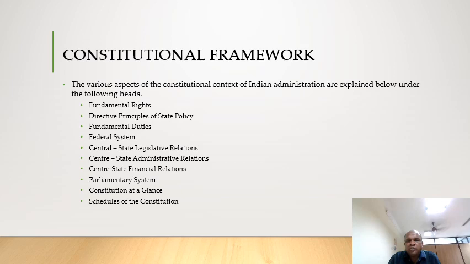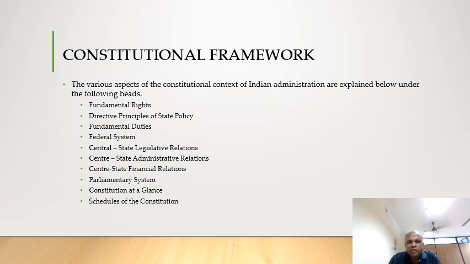The various aspects of the constitutional context of Indian administration are explained below under the following heads. We have so many features when comparing with other countries' constitutions. The Indian Constitution has more significance than other constitutions. Number one, written and unwritten constitution. We have a written constitution. The drafting committee drafted 390 articles, schedules, and parts. All are written documents. Any constitution is a written document.